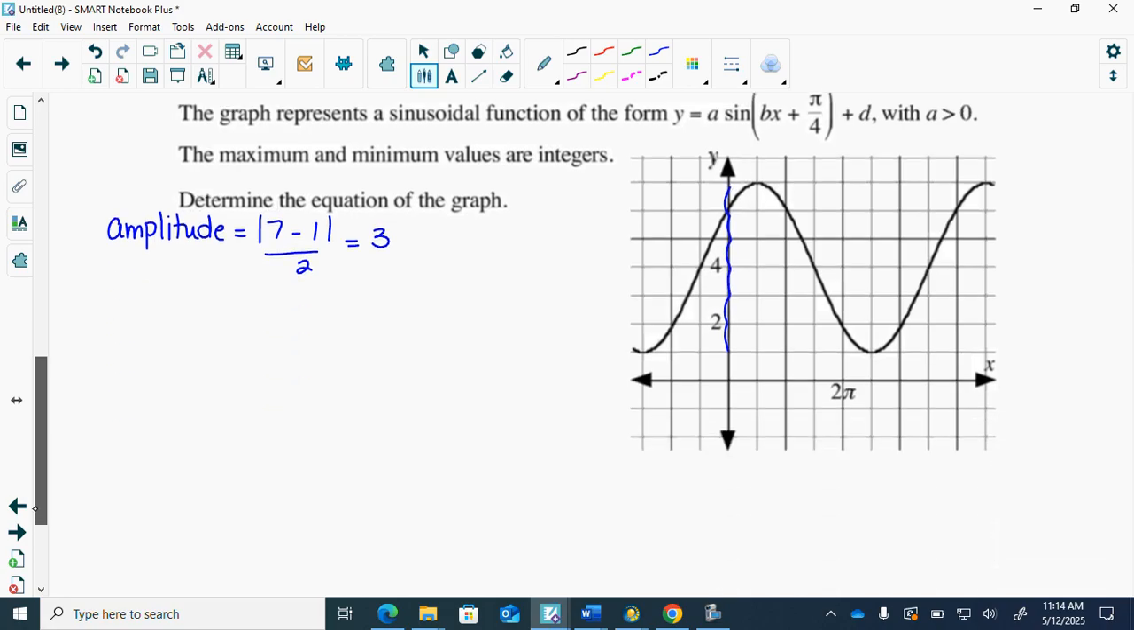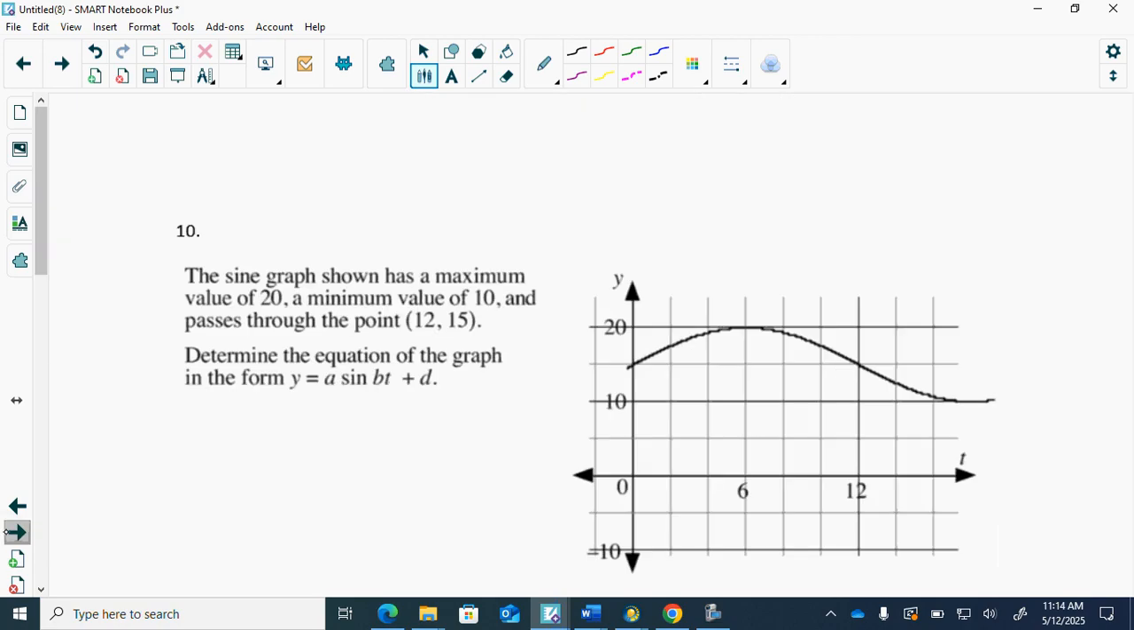Number 10. Okay. This one, the amplitude equals the absolute value of 20 minus 10 divided by 2, which equals 10 divided by 2, which is 5.